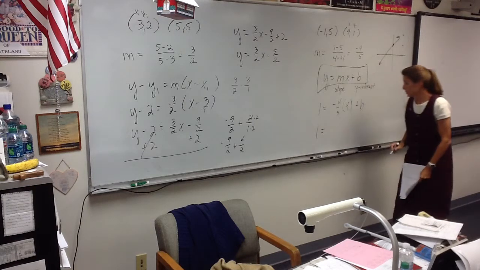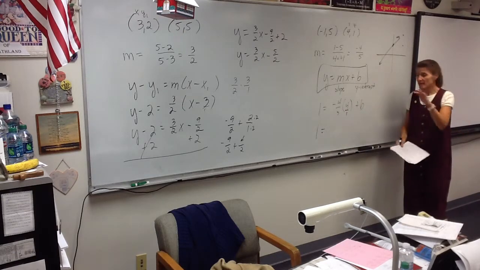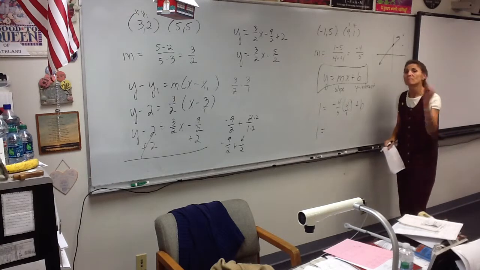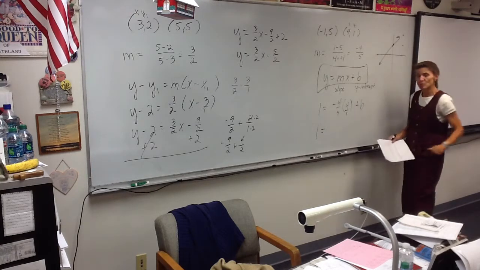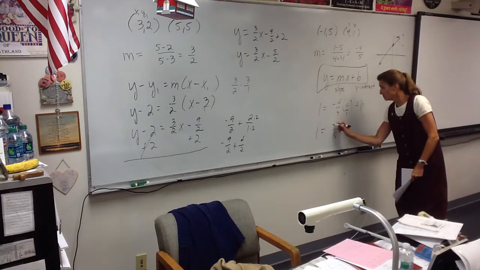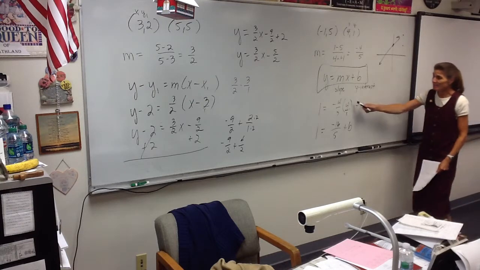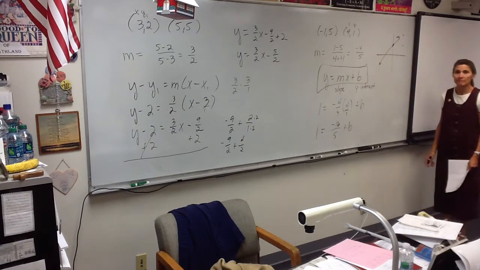So 1 equals, now I'm going to multiply these two together. We've talked about it already today. Let's not be confused. When we multiply two fractions together, it's top times top, bottom times bottom. Negative 16 over 5.